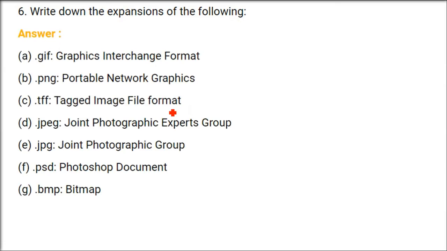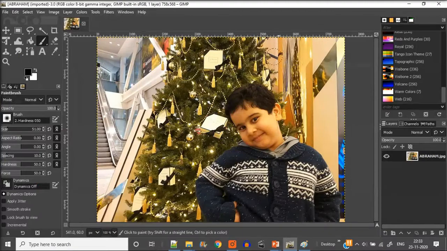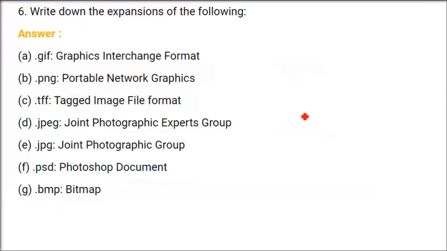Write down the expansions of the following. So these are all extensions, they are not acronyms. The name of this photograph is abraham.jpg. Why are we writing Abraham? Abraham is the name of the image, it can be anything, but the extension is jpg.